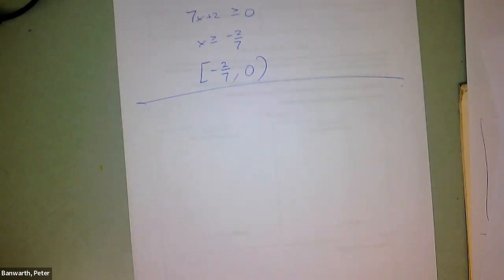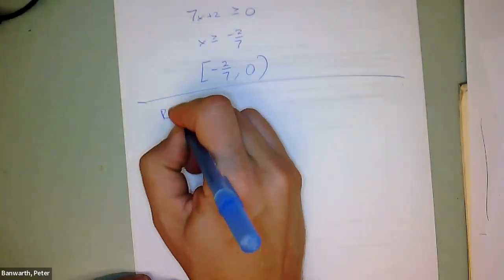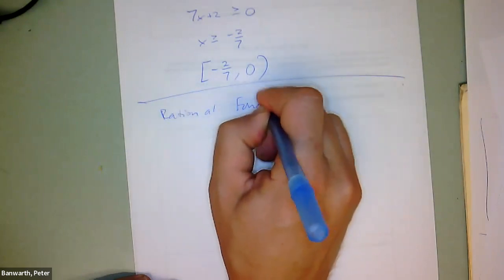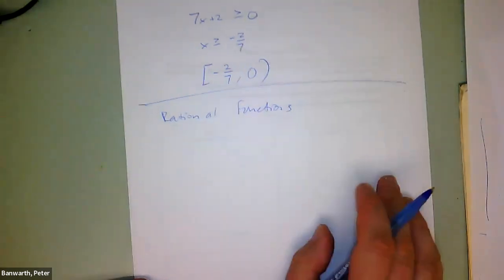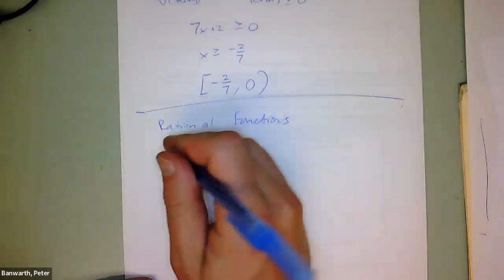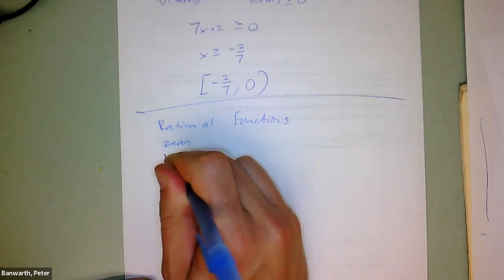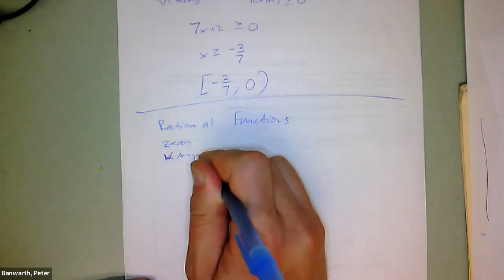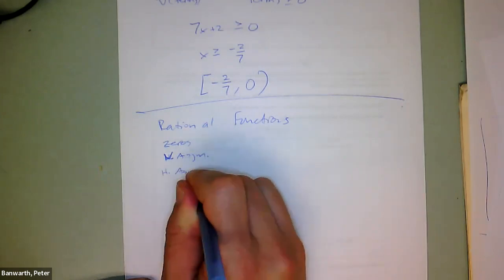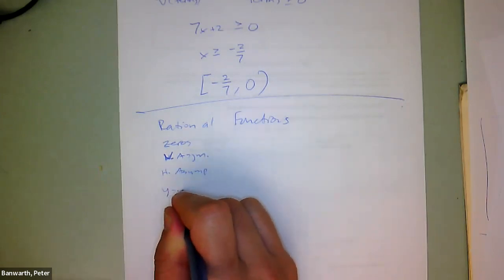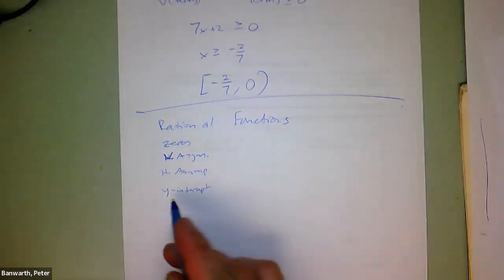That's a lot about polynomials, a little bit about x-intercepts and y-intercepts. It's always nice to know some things about rational functions. Like the 4 key pieces of information for a rational function are the zeros, the vertical asymptotes, horizontal asymptotes, and the y-intercept, maybe, depending on what form we have.